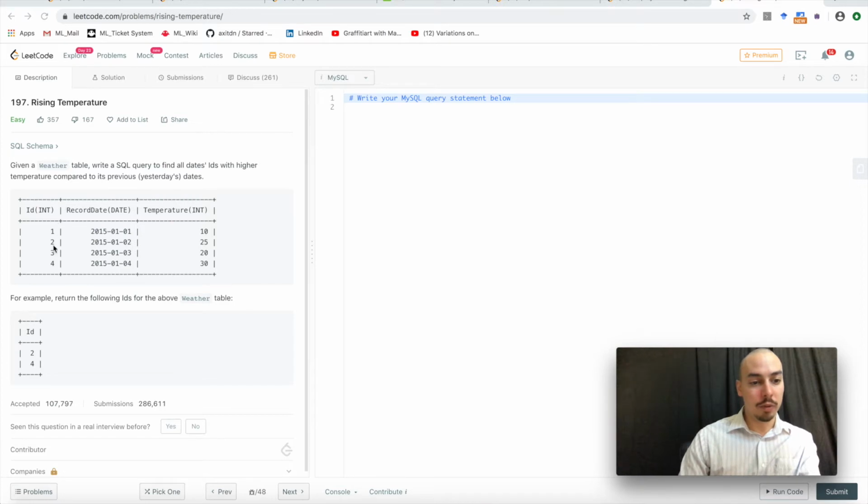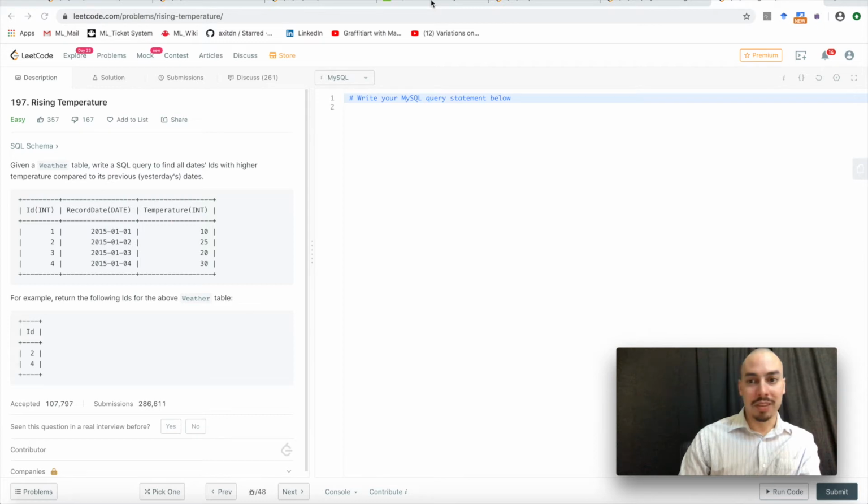We got 4 IDs, 1, 2, 3, 4. We got record dates, all in January 2015, 1st through 4th. And then the temperature goes from 10 to 30. For example, return the following IDs for the above Weather table: ID 2 and 4. Why? Because in these 2 dates, the temperature was higher than the previous date. 25 is higher than 10, and 30 is higher than 20.